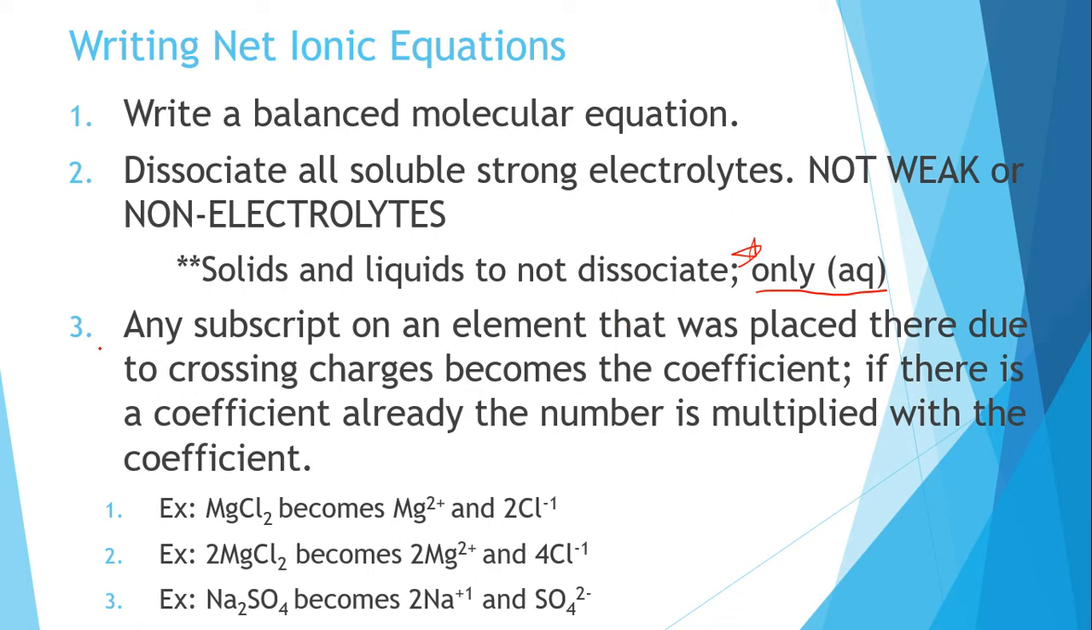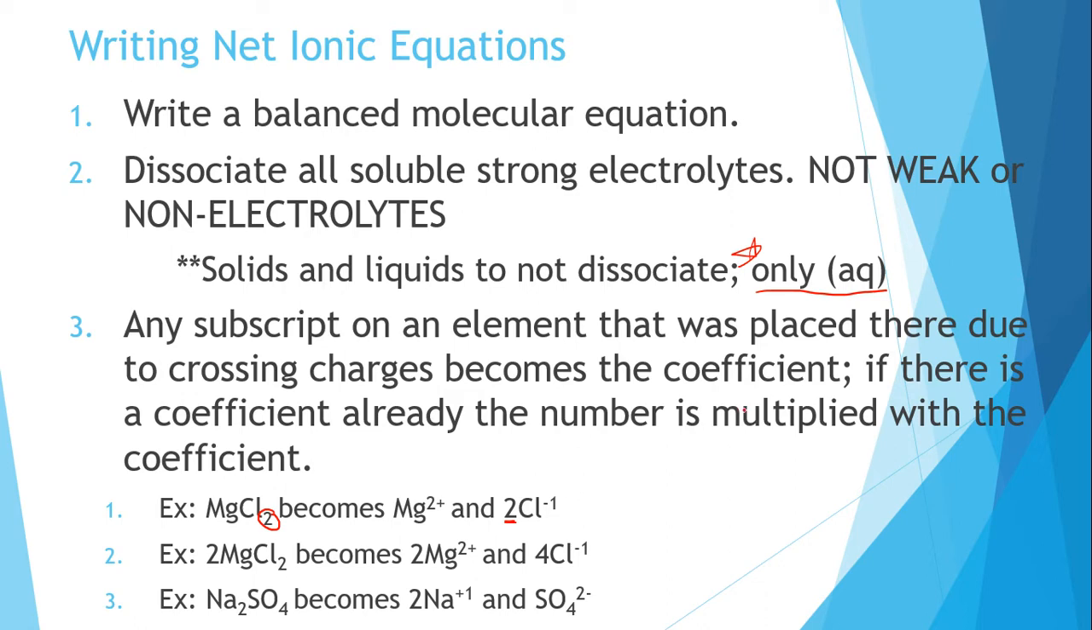And then third part, this is where most people make a mistake. Any subscript on that element that was placed there because we crossed our charges has to be taken and put out front as a coefficient. For example, MgCl2. This 2 does not belong on chlorine. The only reason it's down there is because magnesium's 2 plus charge got crossed down on it.